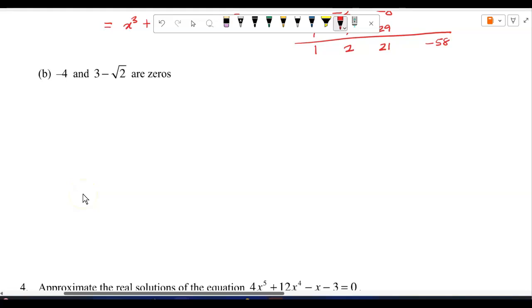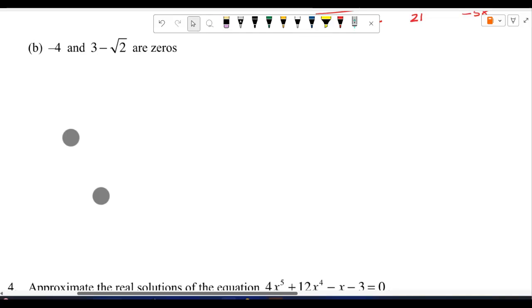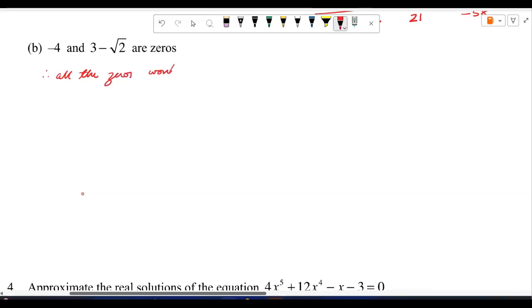So these are the zeros. So which are all the zeros therefore? All the zeros would be minus 4, 3 minus square root of 2, and 3 plus square root of 2. Therefore, what will my f(x) be? f(x) is equal to (x plus 4). Are you following my note? Because when your x plus 4 was 0, x became minus 4. So you're doing the reverse. You're getting it from the zero. Next one.